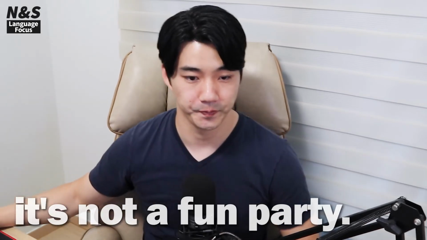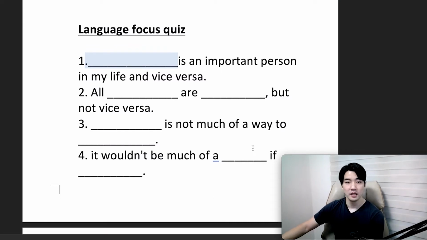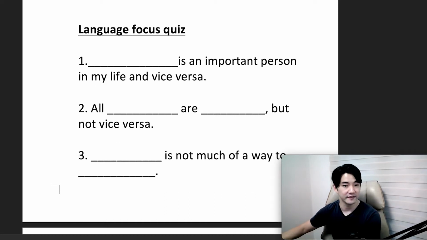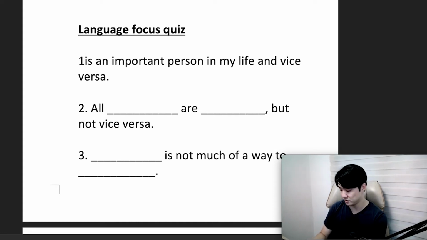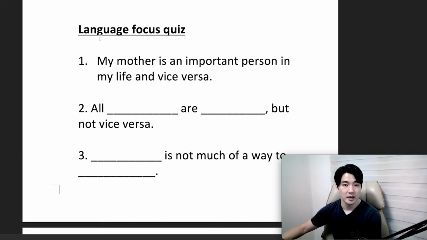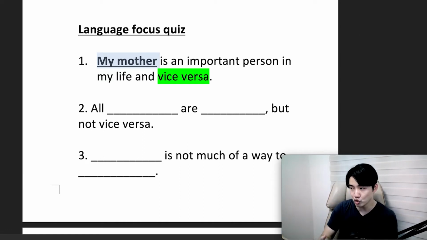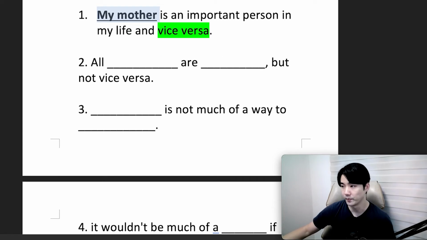재미없을 것 같아요. Now, let's move on to the language focus practice. Number 1: is a very important person in my life and vice versa. Easy. My mother is a very important person in my life and vice versa. 우리 엄마는 제 인생에서 중요한 분이고 그 반대로 마찬가지예요.